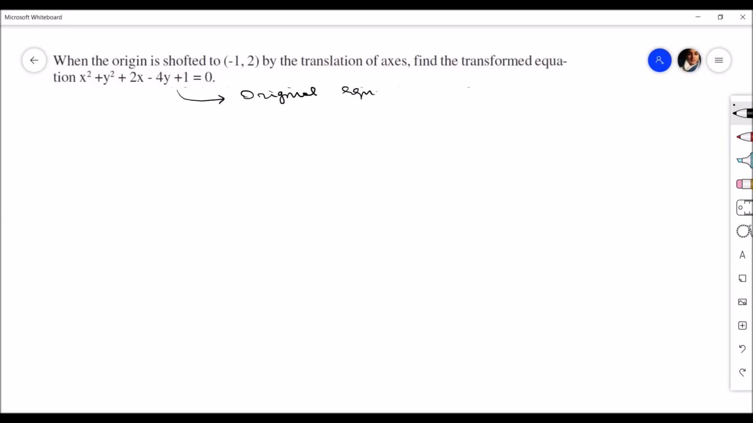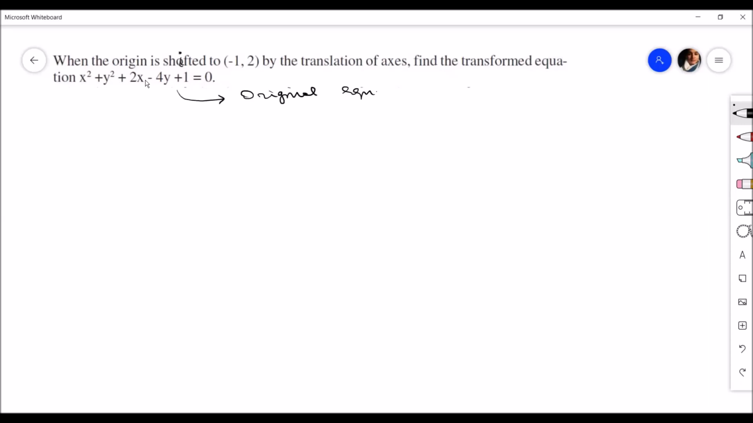By the words that are given in the question, you can understand that when the origin is shifted to so and so by translation of axis, find the transformed equation of this particular thing, which means this is not yet transformed. It is supposed to be transformed now, which means this is the original equation.